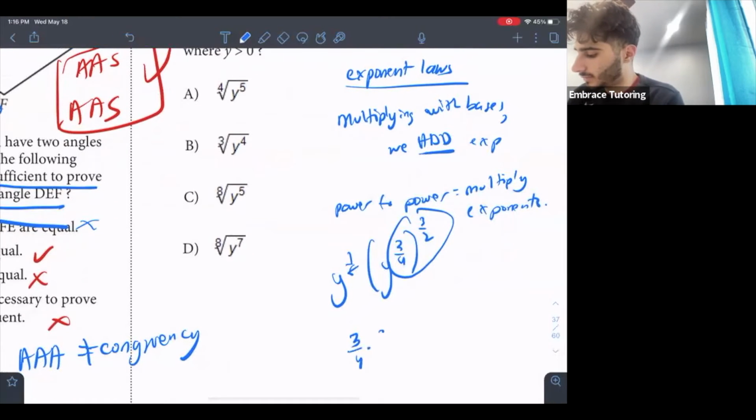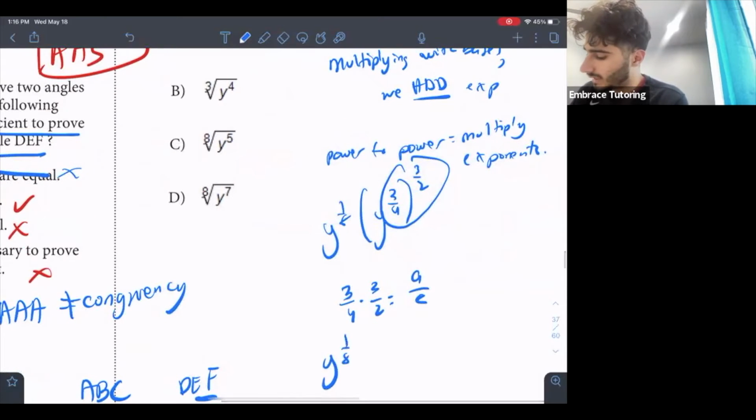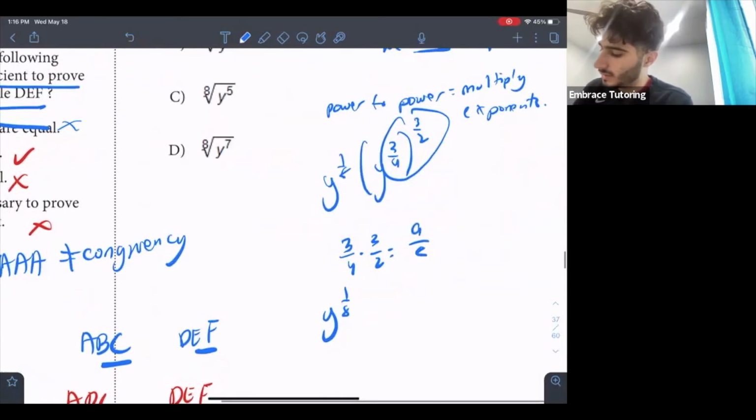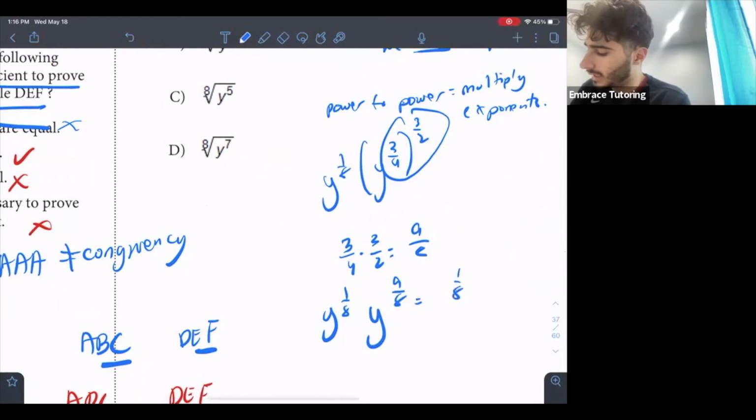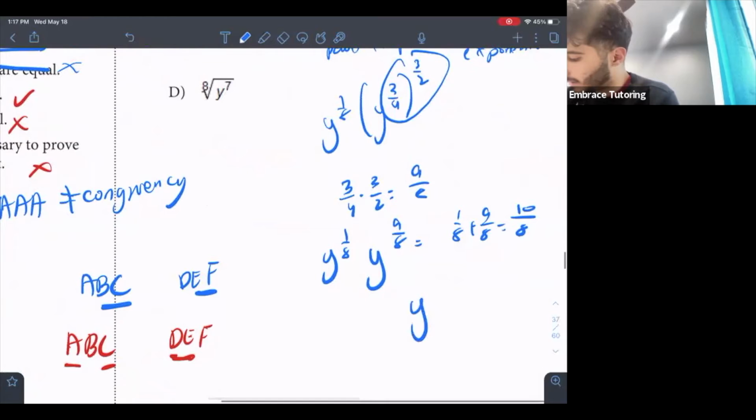3/4 times 3/2 gives you 9/8. And then you have 1/8 plus 9/8, which gives you 10/8. You can divide by 2 to simplify, so y is raised to 5/4.